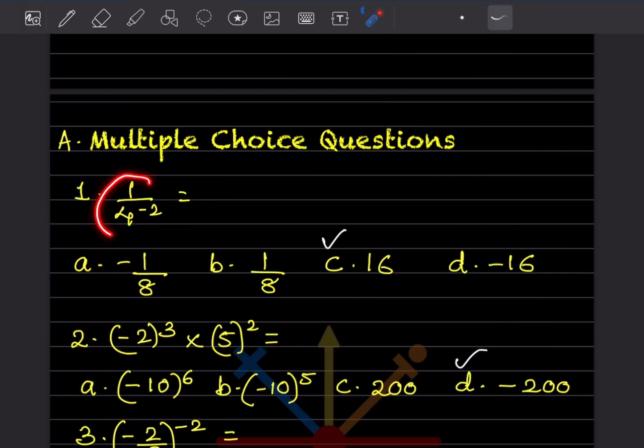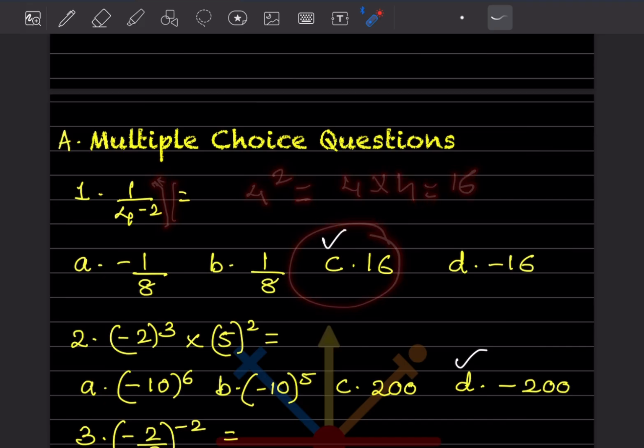So we can write this one as, because this is a negative exponent in the denominator, to make it positive, we can flip over. So that will be 4^2, which means 4 into 4, which is going to be 16. So this is the correct option.